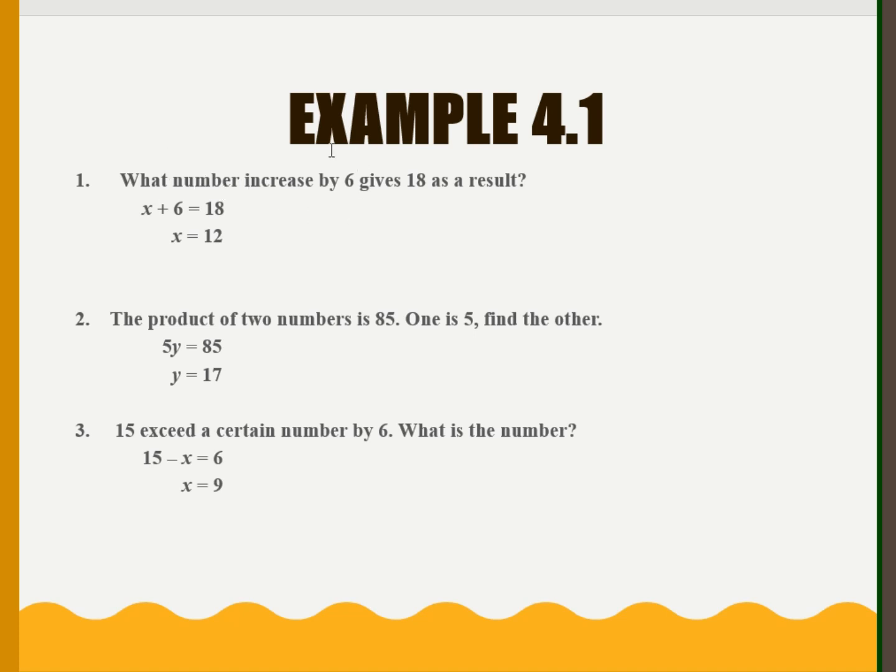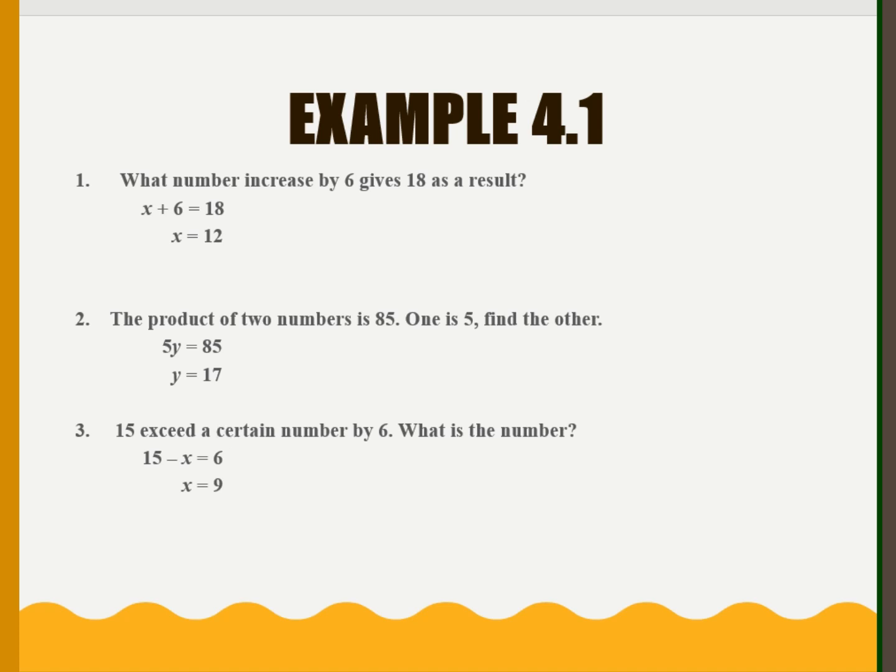What number increased by 6 gives 18 as a result? So when I'm increasing by 6, what does it mean? X, what number is your unknown? So x plus 6 is 18, x is 12. The product of two numbers is 85. What is product? Multiplication. So 5 times y is 85. You can use x, y, whatever unknown that you like. One is 5, find the other. So 5y is equal to 85. Y will be 17. 15 exceeds a certain number by 6. What is the number? So 15 minus x is 6. X is equal to 9.